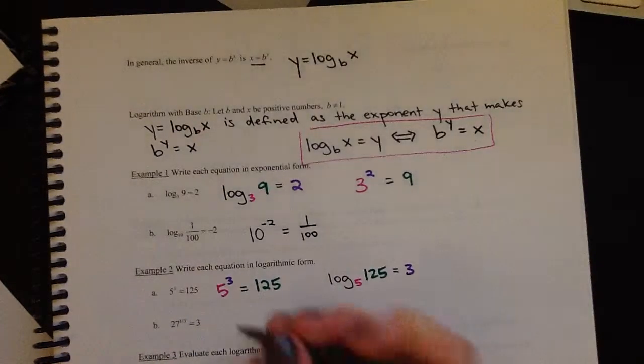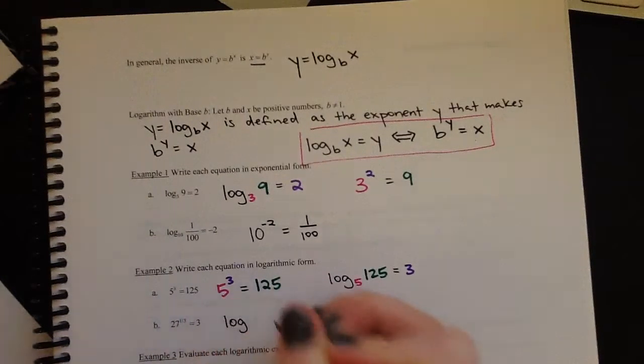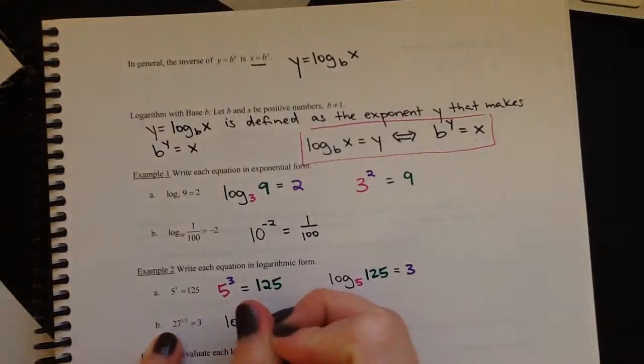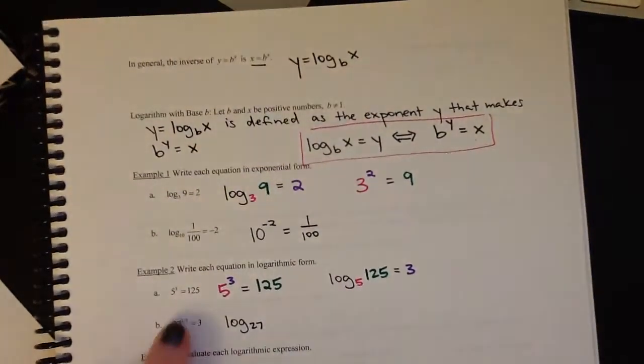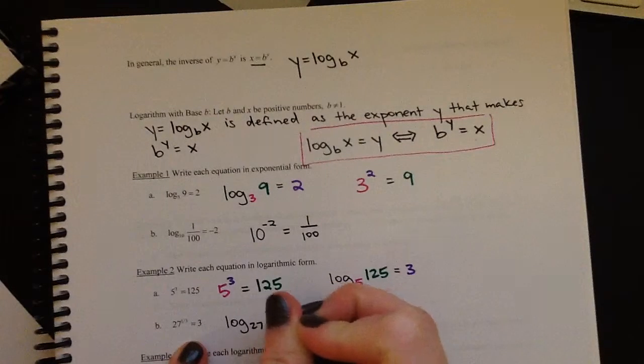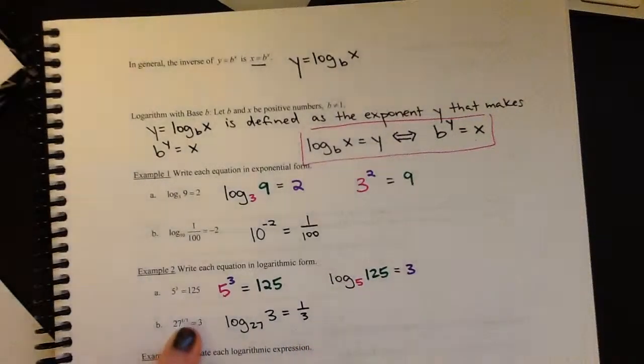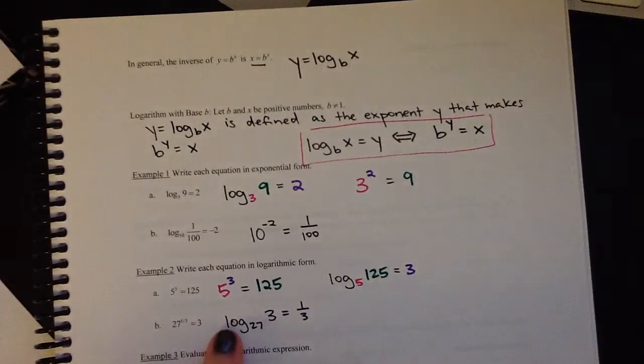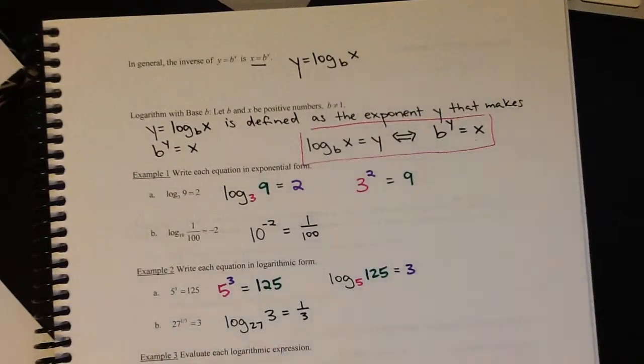So I can do the same thing right here. All right, so when I'm writing into log form, I just start with the word log. My base is 27, and then the other two essentially trade places. So the 3 would go right here, and then I set that equal to this 1/3. So this means the exponent that I raised 27 to in order to get 3 is 1/3.